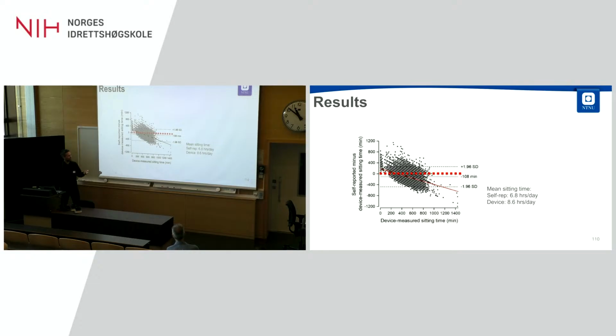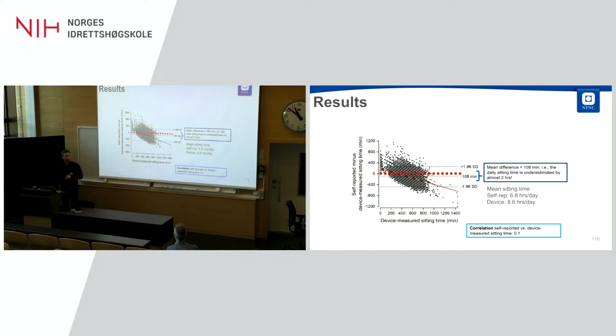So mean sitting time, self-report, 6.8 hours a day, and devices, 8.6. So on average, people underestimated the sitting time by almost 2 hours. And the correlation was 0.1. Not too far from the sleep that you presented, Aiden. And also, not presenting that now, but we also had some differential misclassification between different groups.